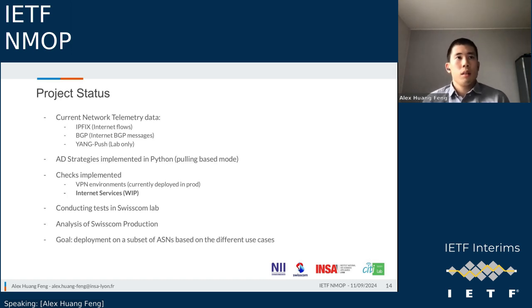So this project started one year ago. We are still in a preliminary phase. We are collecting IPFIX and BGP from the network. In the lab, we also have YANG Push. And right now we are implementing all these strategies in Python in a polling-based mode, conducting tests in the lab in Swisscom and analyzing the production network. The goal at the end, as we did in the VPN use case, is deploying this platform for internet for a subset of autonomous systems first.